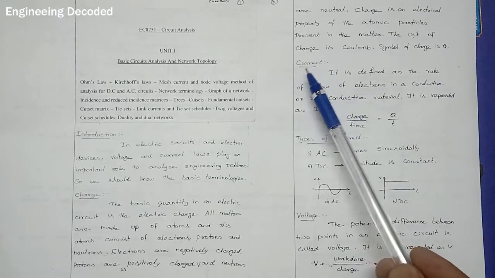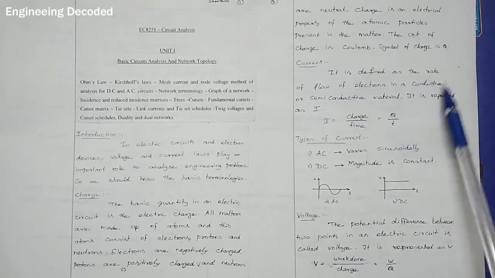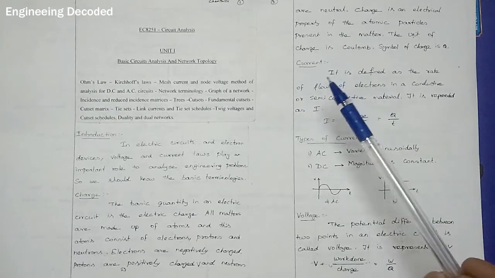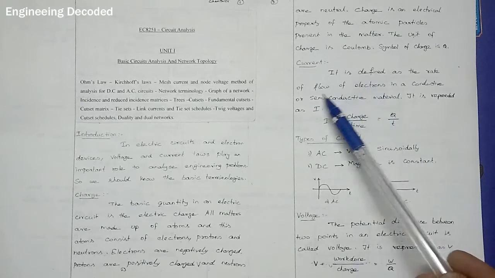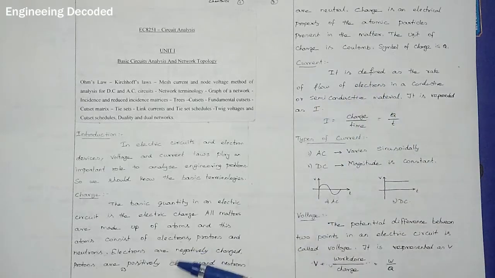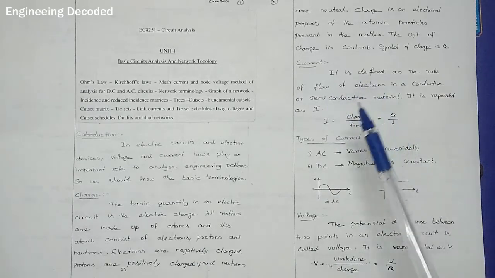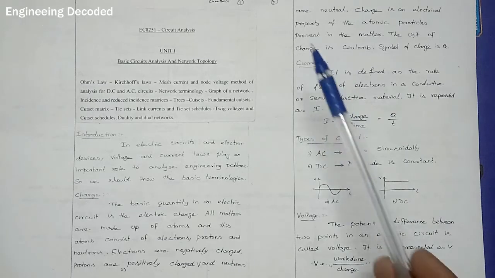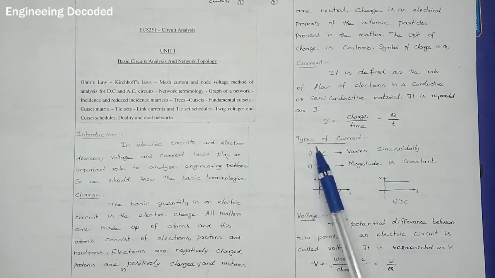Next comes current. Current is defined as the rate of flow of electrons in a conductive or semiconductive material. We know current flows only through a conductor or a semiconductor. So current is nothing but the flow of electrons. We know electron is negatively charged, so the flow of negatively charged electrons is called current. It is represented as I. The unit of current is amps. Then we have two types of current, AC current as well as DC current.